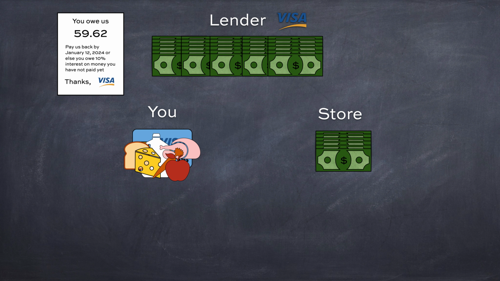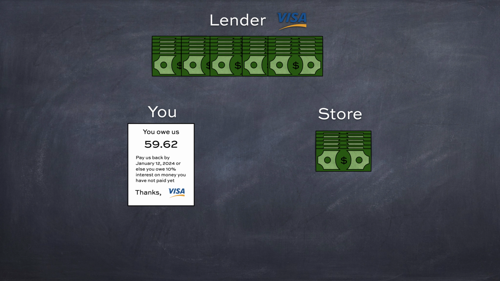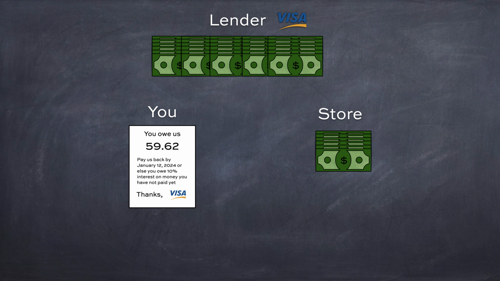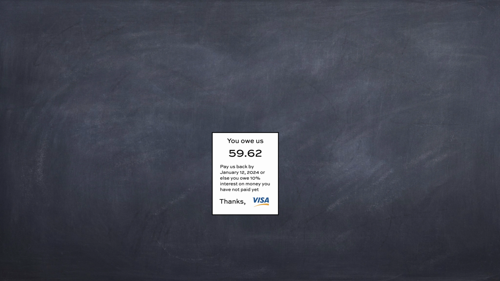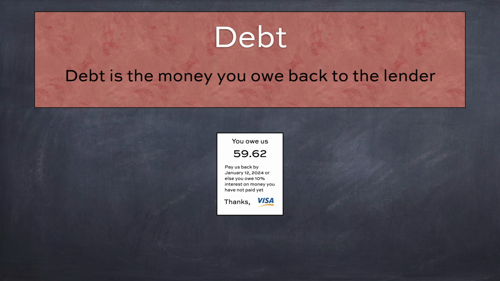Certain date comes and you haven't paid it off. Well, now you have to pay Visa interest on that. So Visa sends that to you, and that right there is called debt. So you owe Visa debt. Let's take a little bit closer look at this agreement here. Remember that debt is the money that you owe back to the lender. So now you are in debt to Visa.